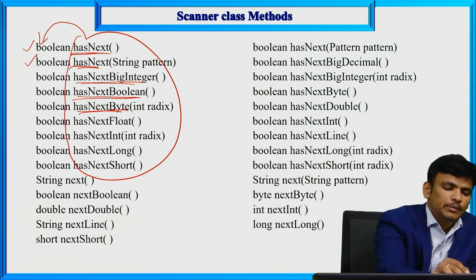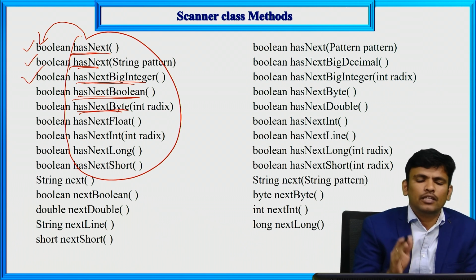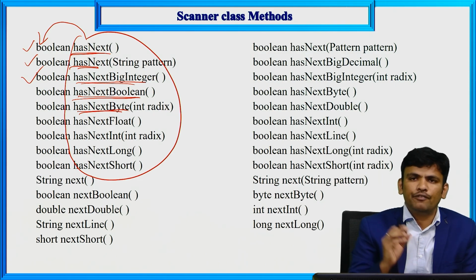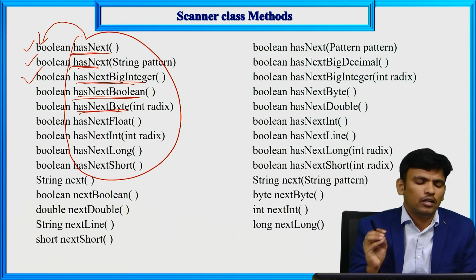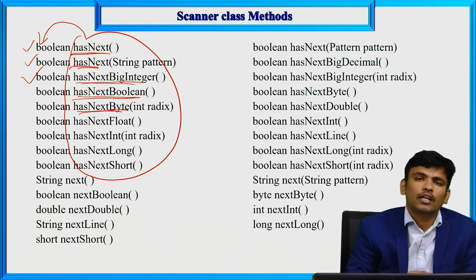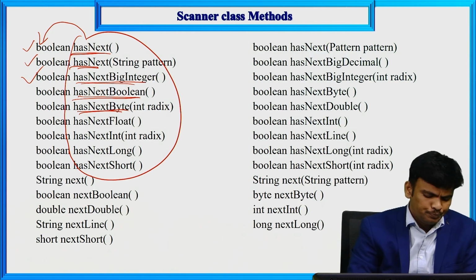You can see here these methods are returning the boolean, meaning they check whether the given object, or the given string, or the given integer is available or not. If it is available, it will return true, or if it is not available, it will return false. So that's why these methods are returning the Boolean value.